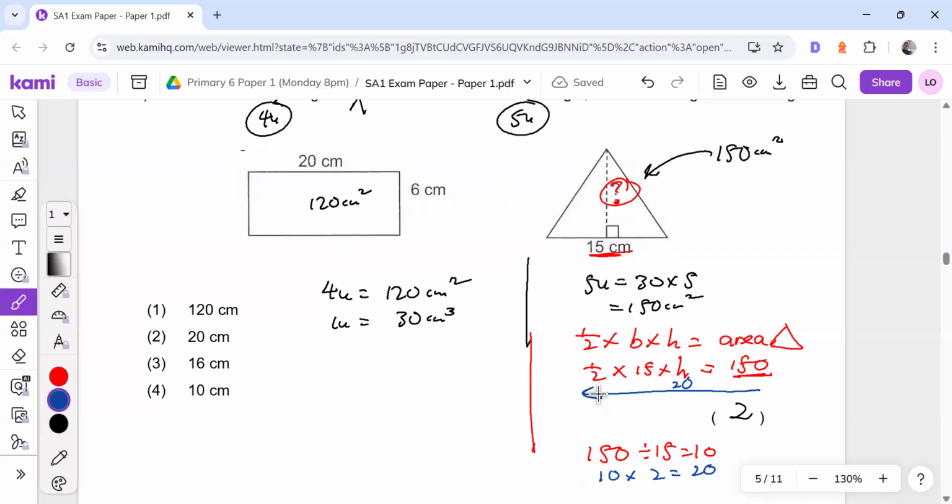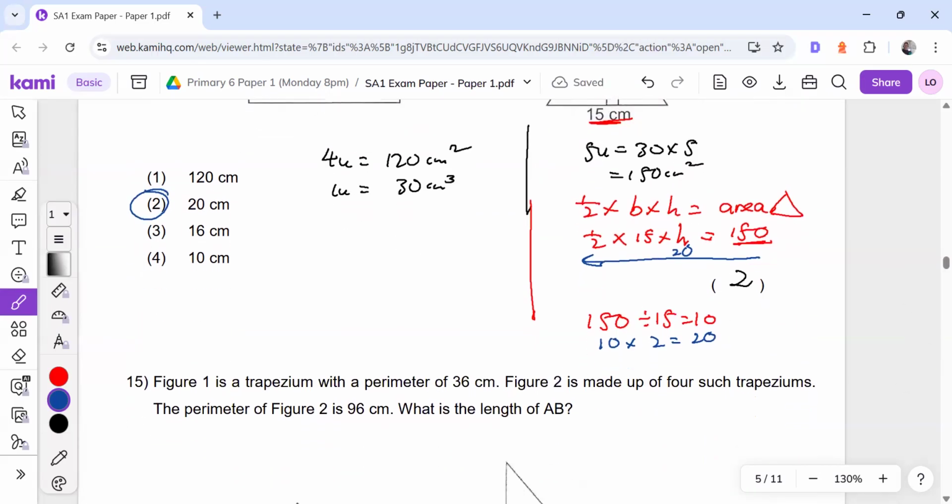And how do you know whether you're correct? You go and check it out. Half times 15 times 20, do you get 150? Yes. So the height of the triangle is 20 cm. Do you understand? Half means you divide by 2. When you work backwards, you times 2. Correct, okay, all right. So let's move on to question 15.